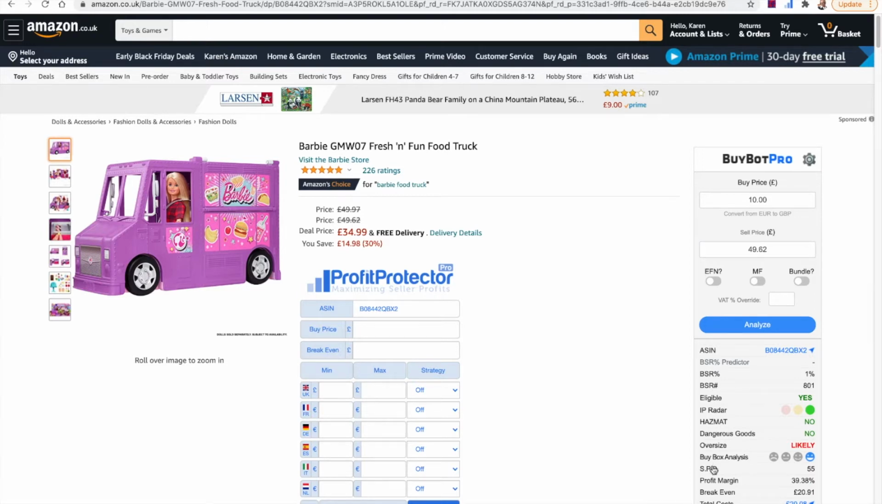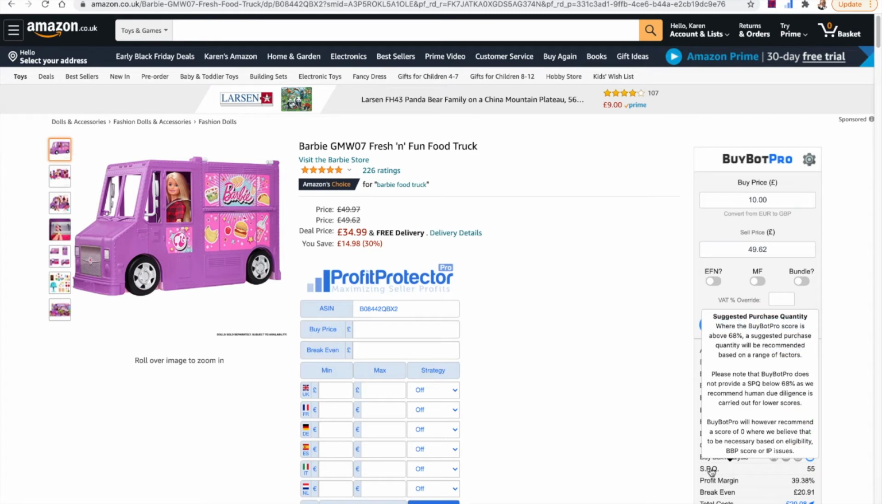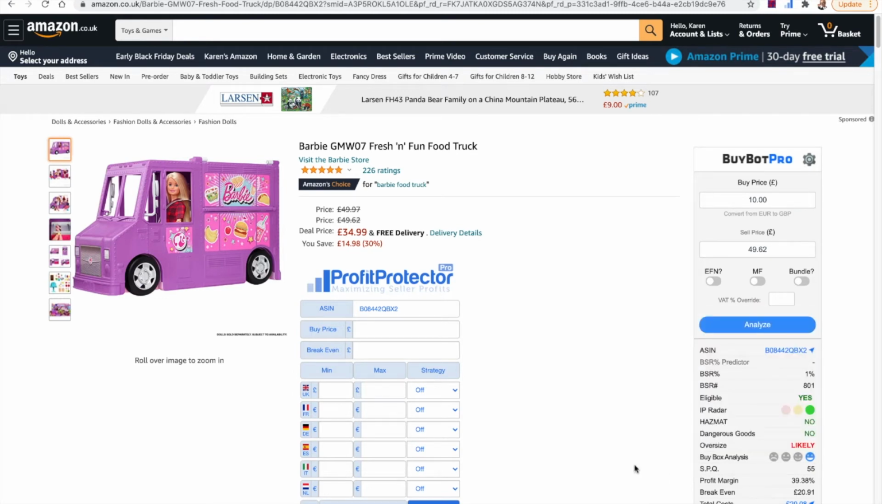So the suggested purchase quantity is basically a recommendation from BuyBotPro of how many it thinks you should buy of any one product. Of course, you should always do your own due diligence, but BuyBotPro is always looking to give you lots of information and helpful suggestions to make your decision about what you buy much quicker and much easier. So you'll find the suggested purchase quantity down here on the list of points of BuyBotPro where it does all the maths, underneath the buy box analysis.